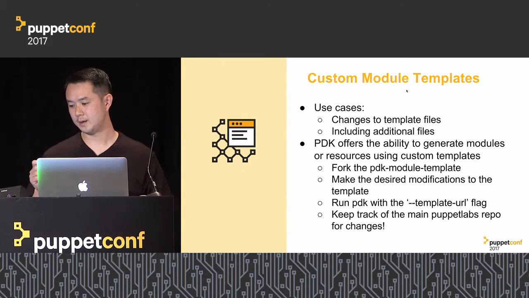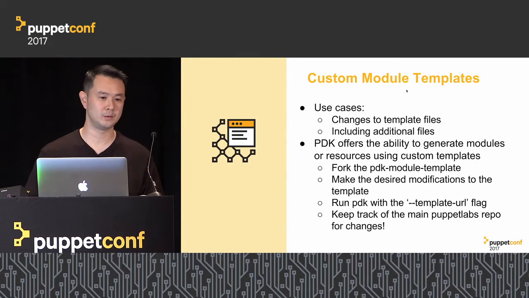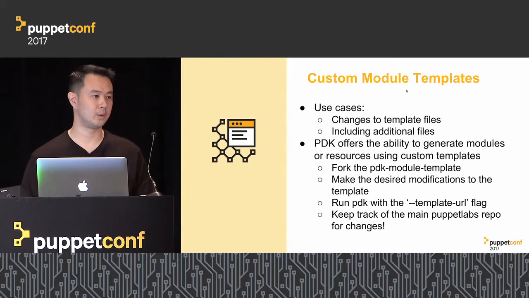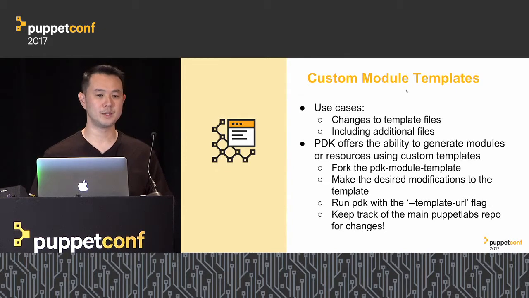All you need to do is fork the PDK module template, add the changes that you want, and then when you run PDK, run it with a --template-url flag. And we will generate that new module template every time you run PDK new module. But it is important to note that the PDK module template will be changing as we add new features. So if you do fork this module, be sure you know exactly what you want to change and that you're rebasing frequently in order to keep up with what we have, and that new installations of PDK will work with your module template.